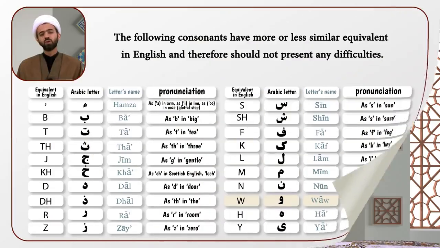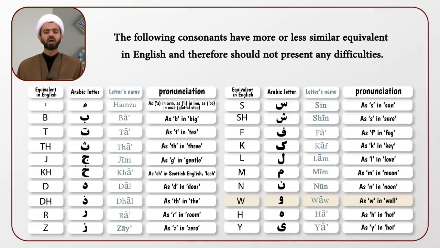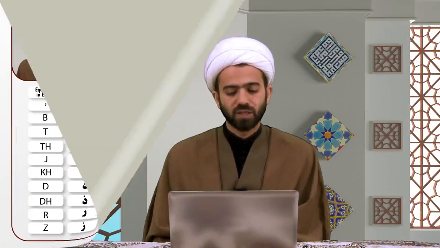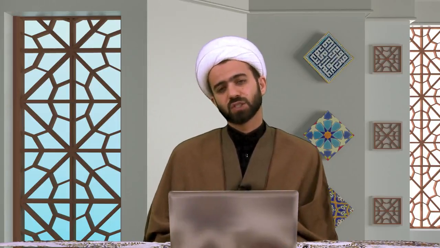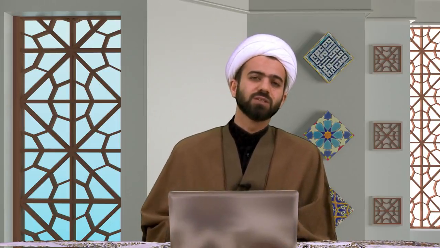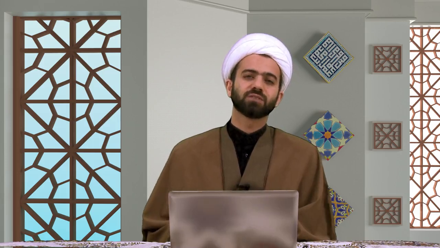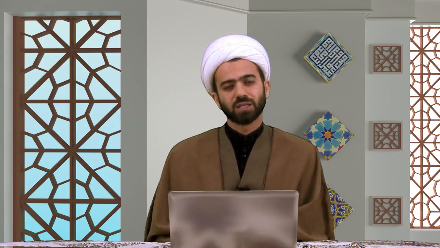Another character is wow. Wow is the name of w. The English example, wall. And the last one, ya. Ya is the name of y. The English example, year. These are the familiar consonants in Arabic, that the almost equivalent of them are found in English language.